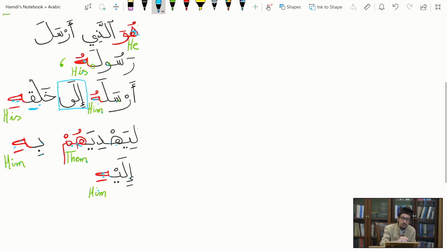This is a pronoun attached to the noun. And this is a pronoun attached to the verb. And this is a pronoun attached to the harf, to the preposition.